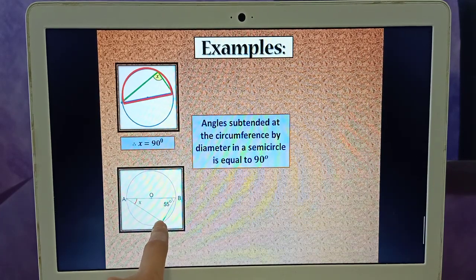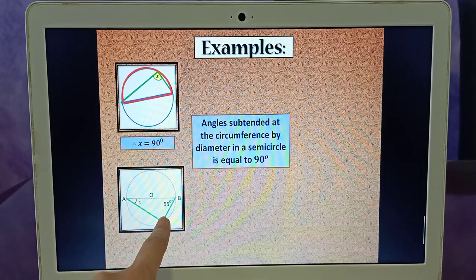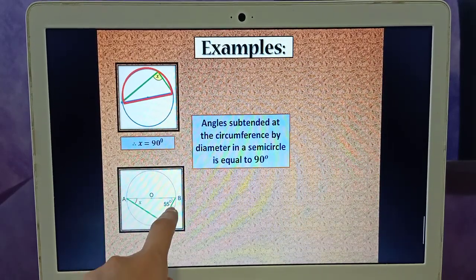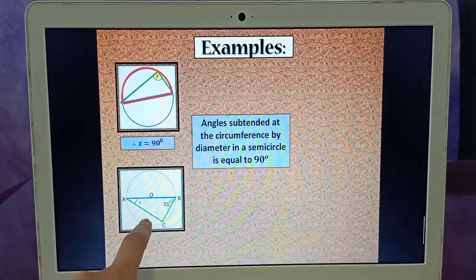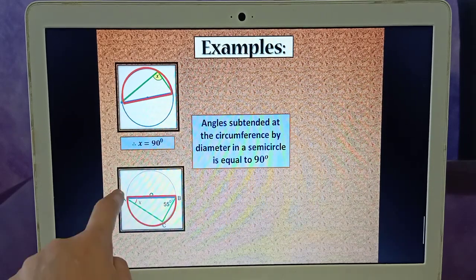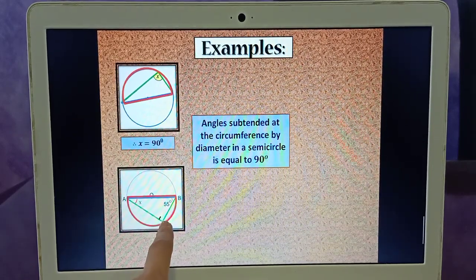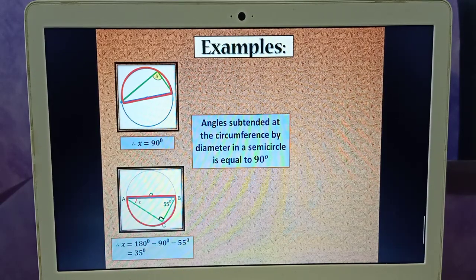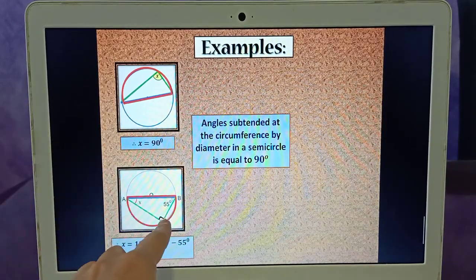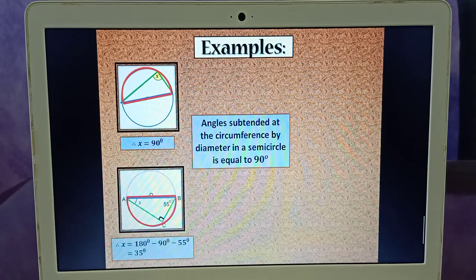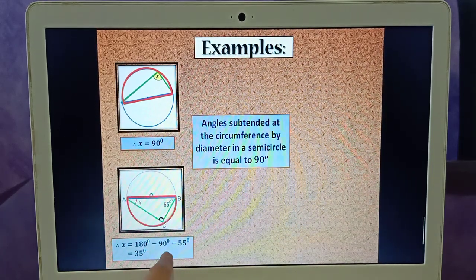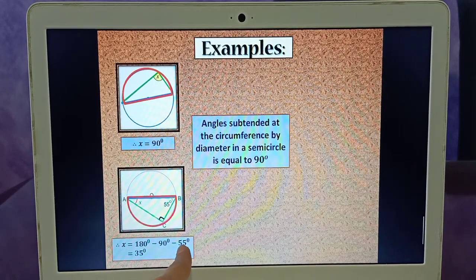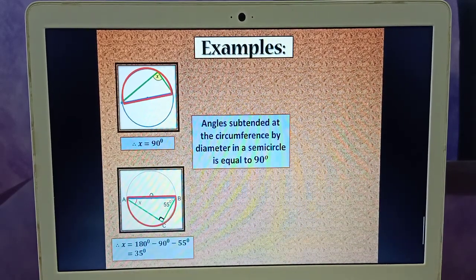Let's see. This angle is the angle subtended at the circumference because it is formed by two chords and subtended by a diameter. You see, a diameter. And this angle is in the semicircle, so we call this angle 90 degrees. After you get this angle, it is very easy to find x. You use the sum of interior angles of a triangle: 180 minus 90 minus 55. So the answer will be 35 degrees.